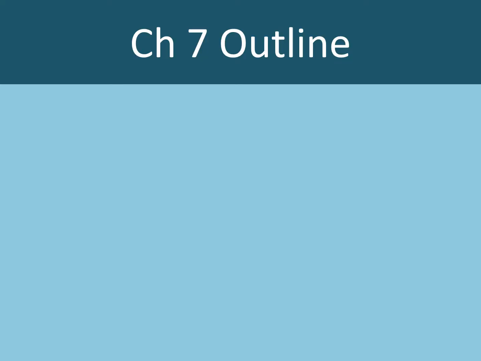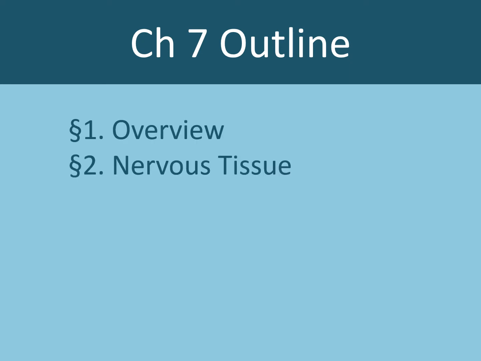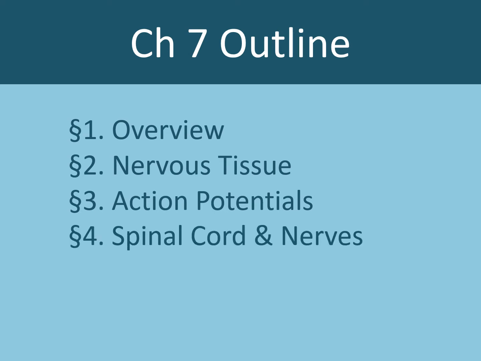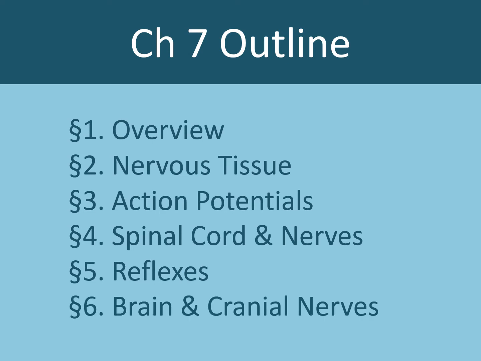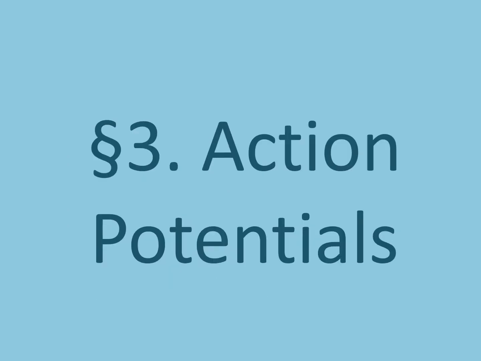Again, I've divided this chapter into 6 sections. We've already covered sections 1 and 2, an overview of the nervous system, and the nervous system in terms of its tissue. In this video, I'll cover section 3, the action potential. Subsequent sections will be covered in future videos. Section 3, Action Potentials.